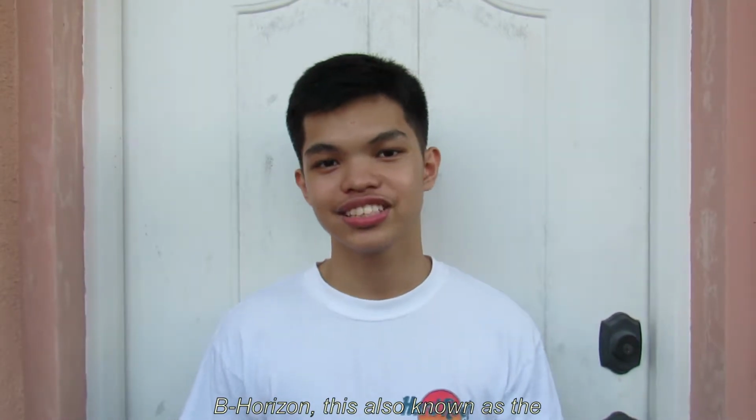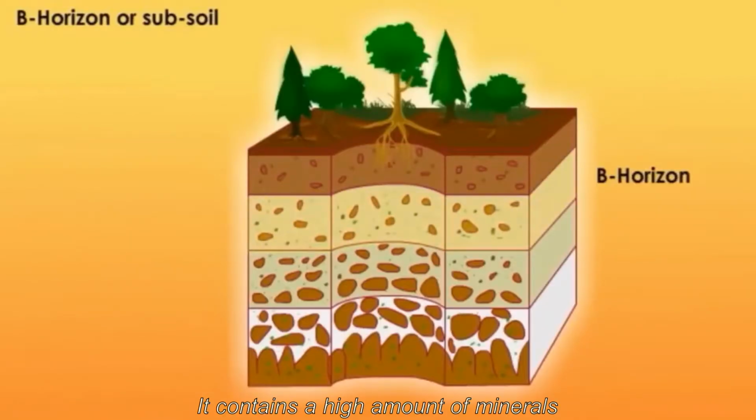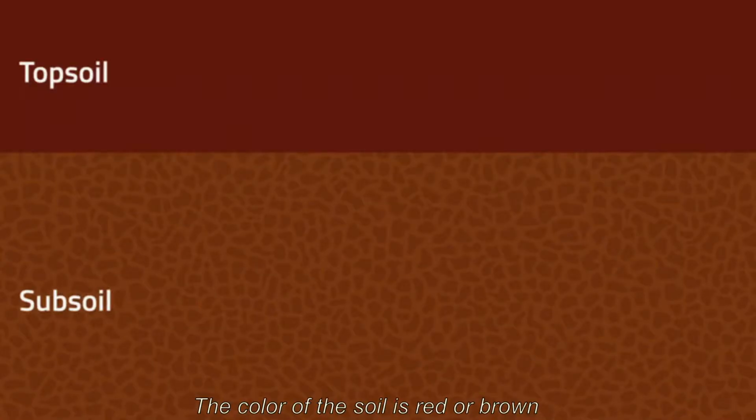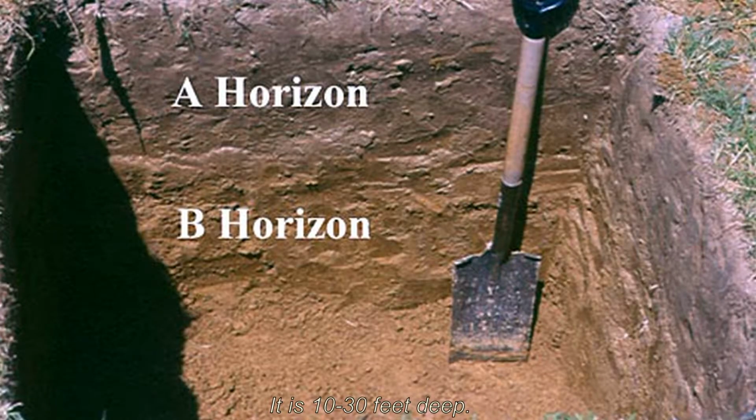B horizon. This is also known as the subsoil horizon. This is where you can locate the plant roots. It contains a high amount of minerals such as iron and aluminum because of the process of alluviation. The color of the soil is red or brown because of the high content of minerals. It is 10 to 30 feet deep.